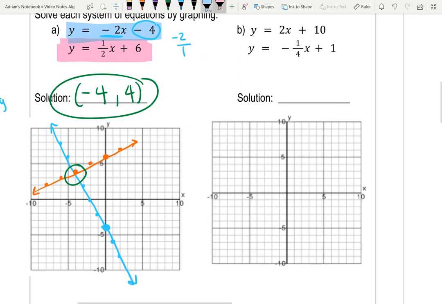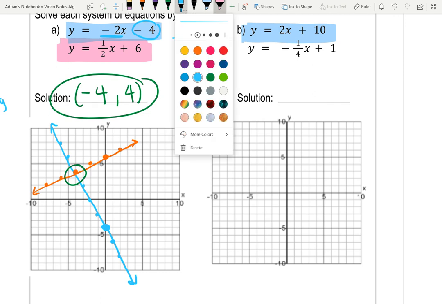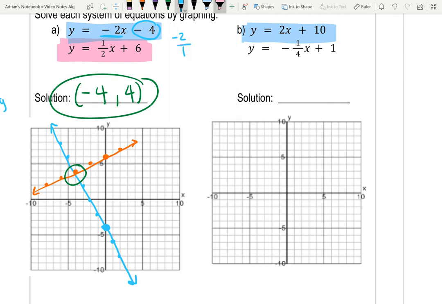Okay, let's try it again. So I have this one right here. So I'm going to start all the way up at 10. And then I have a slope of 2, and there's really only one way I can go from here. So I'm going to go down 2, and then to the left 1. And I'll connect those points.